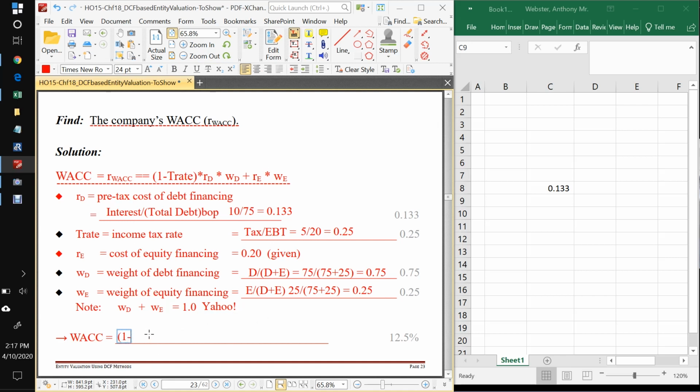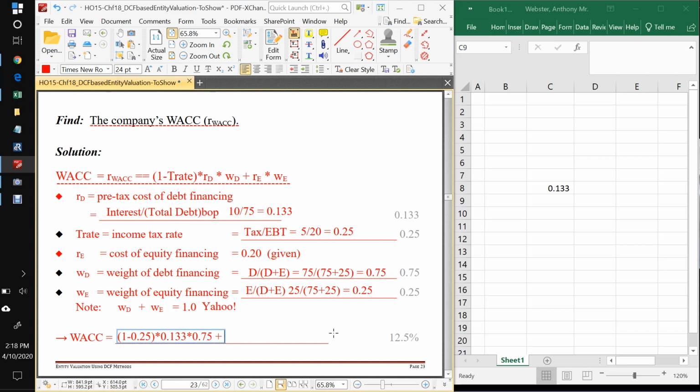So this is going to be 1 minus the 0.25, which is their tax rate, times their pre-tax cost of debt financing, 0.133. We want that times 0.133, and now we have to multiply that by the weight of their debt financing. So that's going to be times 0.75, and now we have plus, I think I'm done with the debt term.